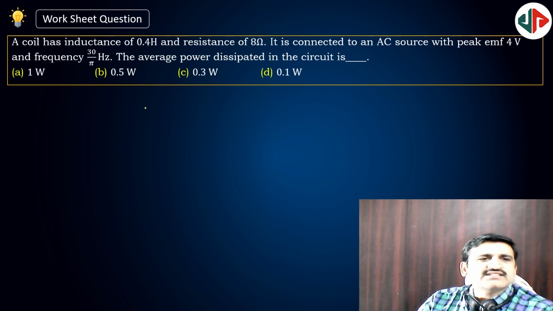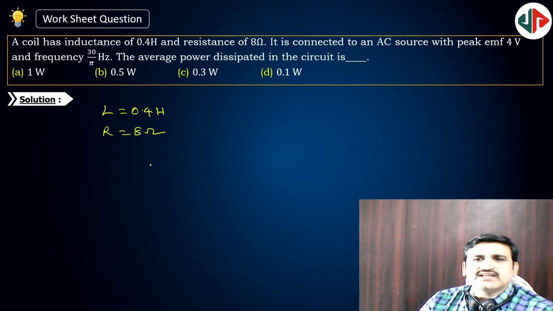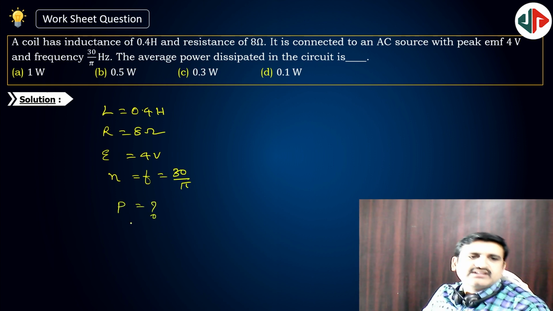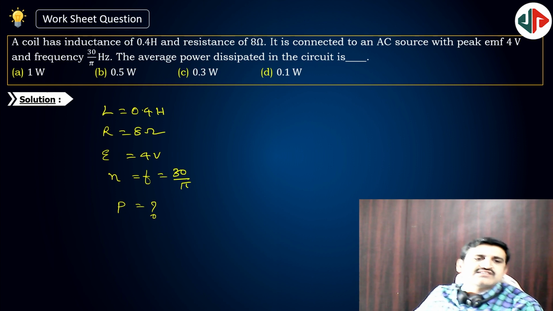A coil has inductance L equal to 0.4 Henry and resistance R equal to 8 ohm. It is connected to an AC source with peak EMF 4 volts and frequency f equal to 30 by pi. The average power dissipated in the circuit P is equal to how much? L is given, R is given, EMF is given, frequency is given, power dissipated he is asking.